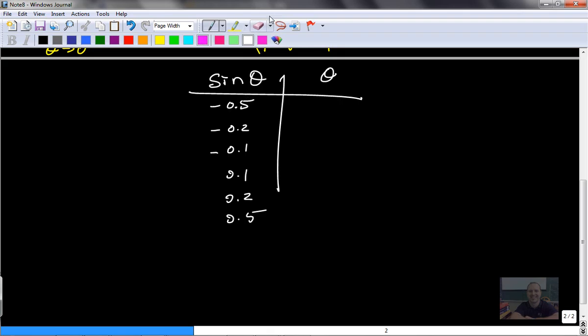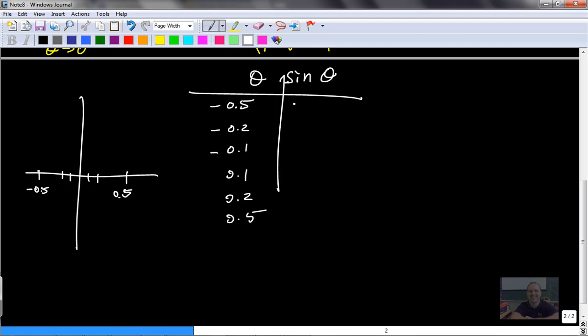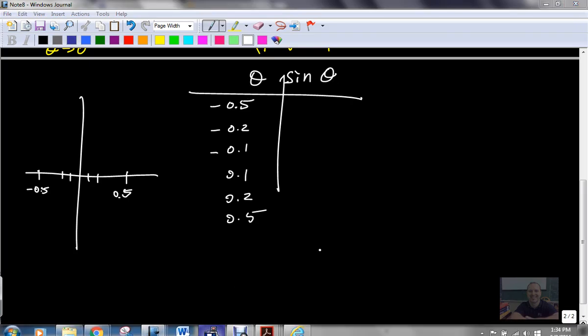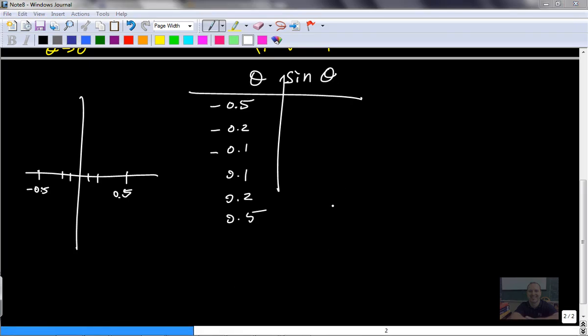So actually, I just realized that I'm sorry about this, but I'm going to have to move the sine over here because I'm picking the theta values. So my bad. I'm going to have to erase that. But if we had negative 0.5 here, and then negative 0.2 and 0.1 and so on. So these are sort of the values we're looking at. Okay. So what is the sine of negative 0.5 if we're talking about radians here, especially?